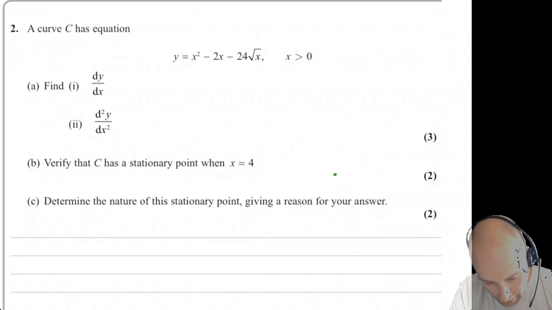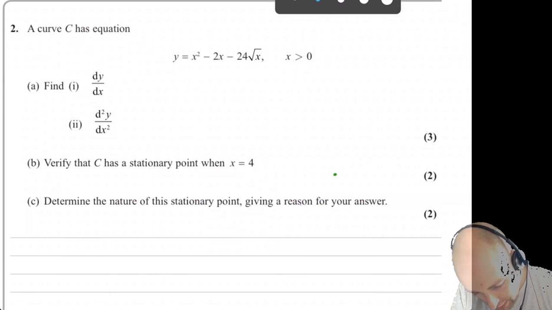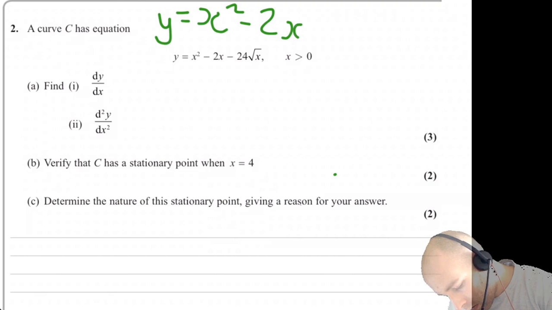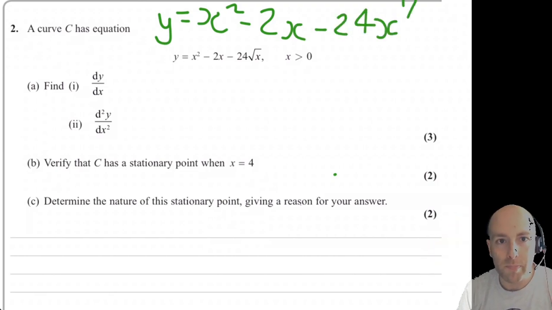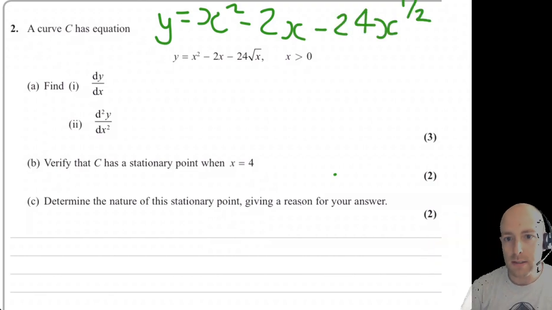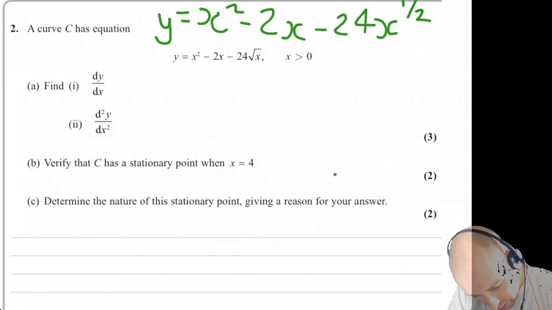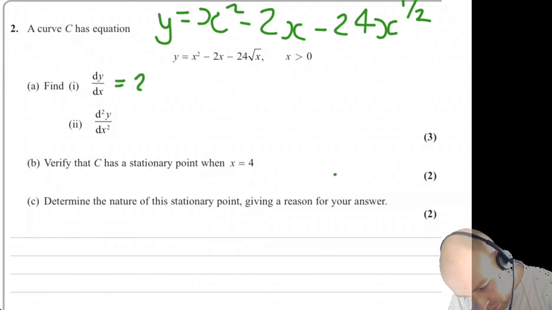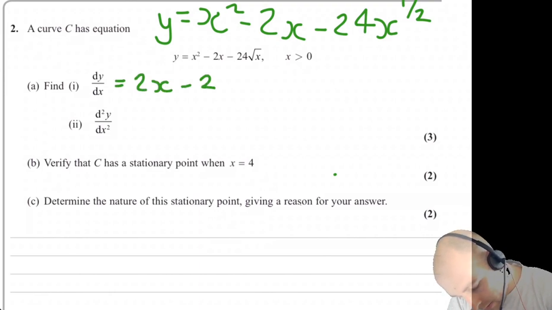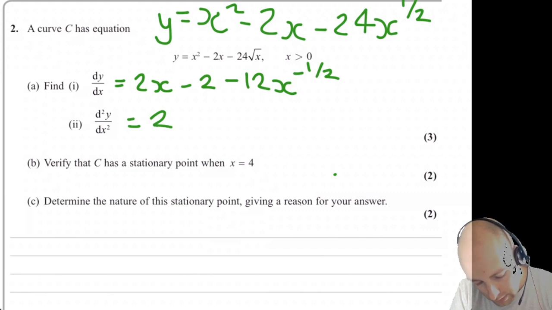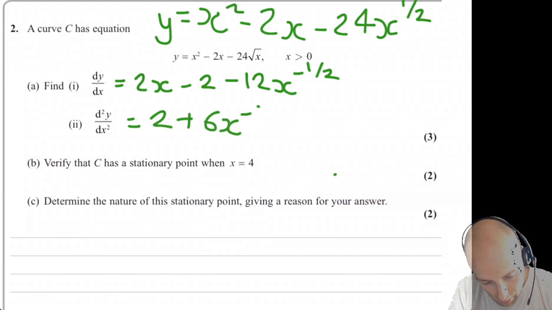So differentiate it. Before we differentiate it, we want to write it in a form that's easy to differentiate. So there we go. And now we can differentiate it with ease. So dy/dx is going to give us 2x take 12x to the minus a half, and differentiate it again. We get 2 plus 6x to the minus 3 over 2. Cool. There we go.